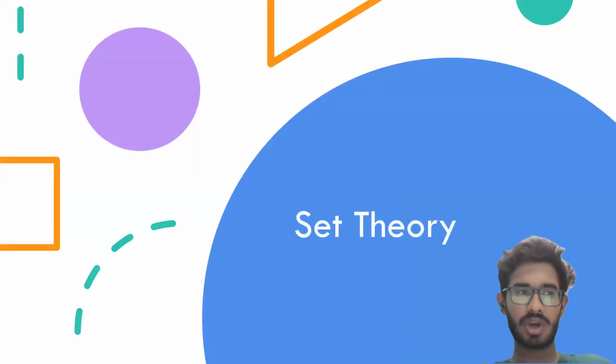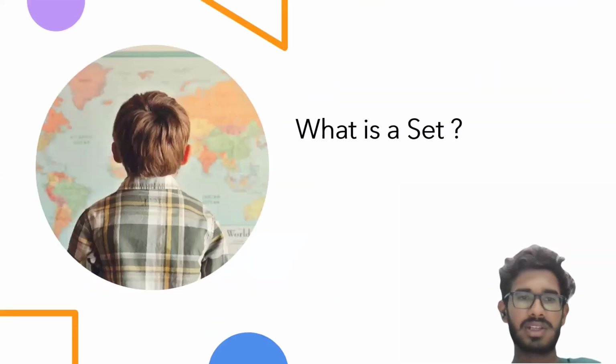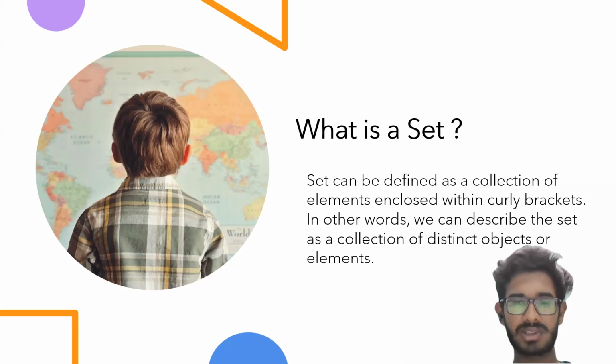Today I am going to give a seminar on the topic set theory. Set theory consists of two topics: types of sets and operations on sets. First, let us see what a set is. A set can be defined as a collection of elements enclosed within curly brackets. In other words, we can describe a set as a collection of distinct objects or elements. For example, let us take a basket and put some apples in it. We can call the basket a set because it contains similar elements.